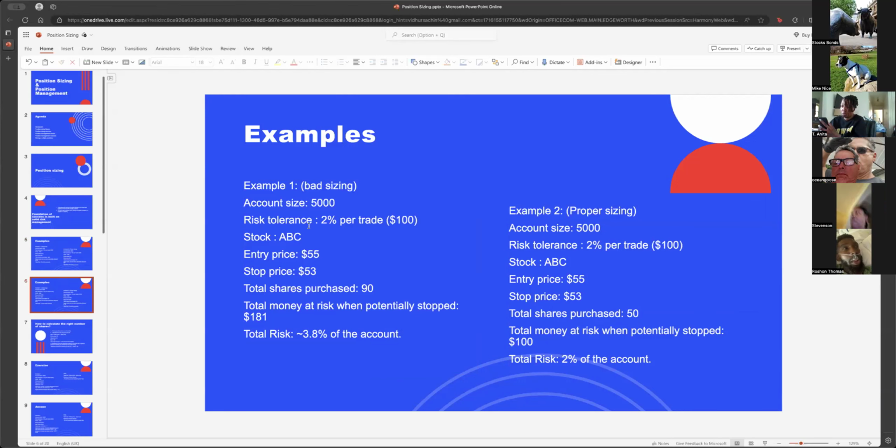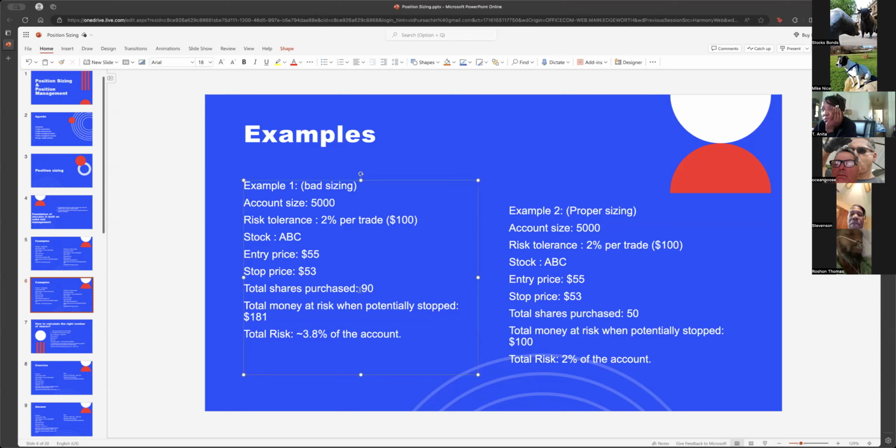So let's go over another example of a bad sizing and a good sizing. Now in this scenario, we are trading with a $5,000 account. 2% of this account is $100. And there's a stock which is trading at $55. You're setting your stop losses at $53. And initially, let's say you're buying 90 shares on this trade.